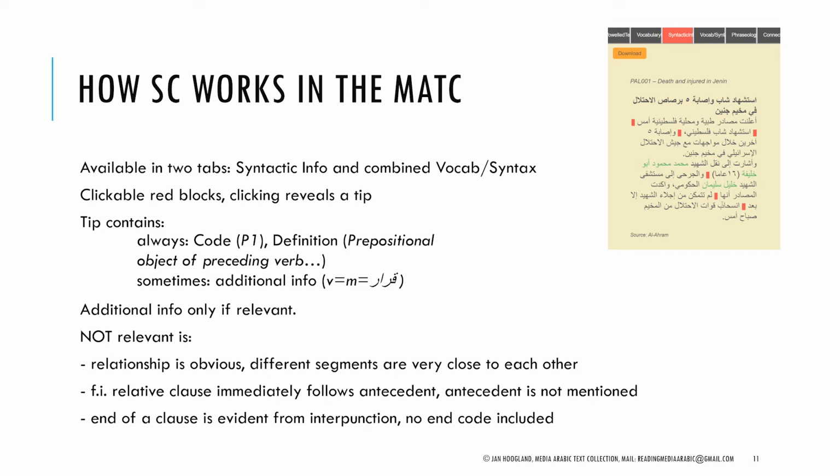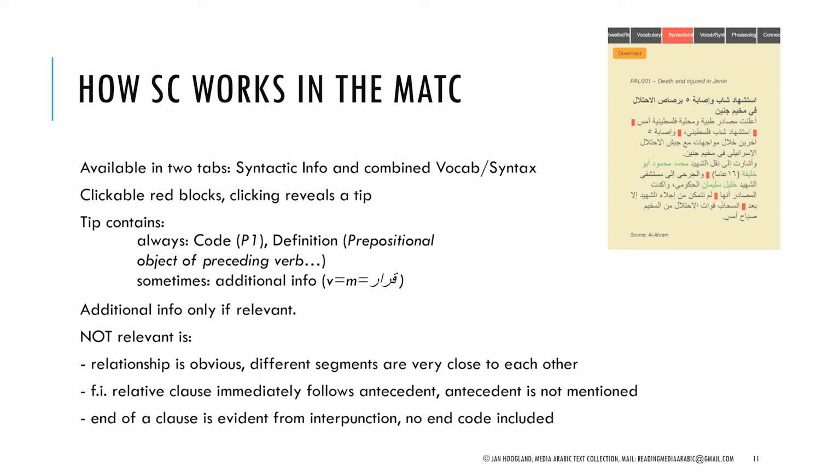As I said before, there are these little red blocks that you can click on to receive information. As for the content of the tips, I already explained this. Additional information is only given if it's relevant, and again, I can define relevancy by defining what is not relevant. If a relation between two words is obvious, for example, if they are very close to each other, then it's not necessary to provide this information. By the way, this whole criterion of relevancy applies to the whole system of syntactic coding, of course.